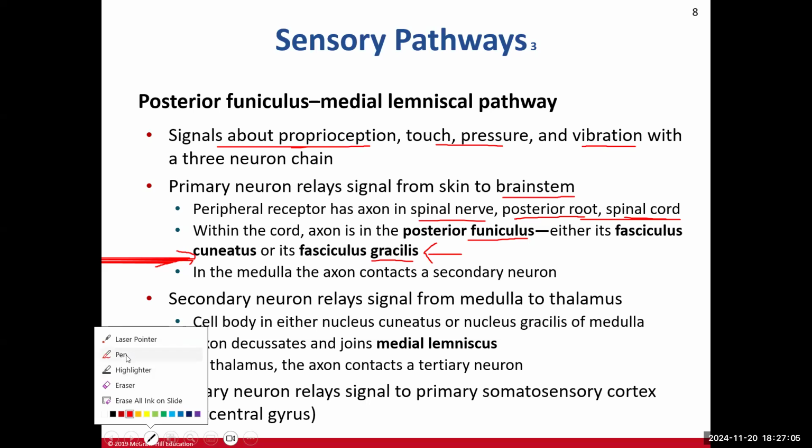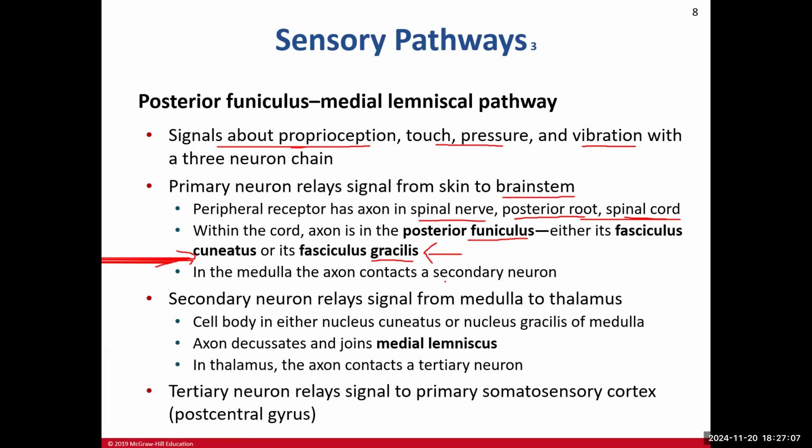And that is going to be where it synapses with our secondary or our inner neuron there. And so from there, that secondary neuron is going to ascend through the remaining portion of your brainstem all the way up to the thalamus. And it's going to travel through this structure here called the medial lemniscus. And I told you that is a myelinated sensory tract, so it's going to appear white. And so it's going to travel up through that all the way to the thalamus.